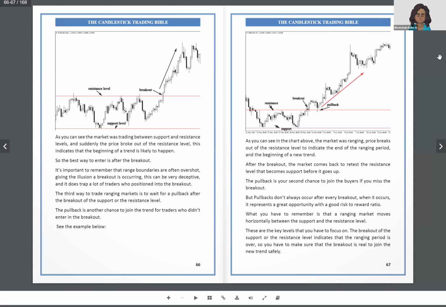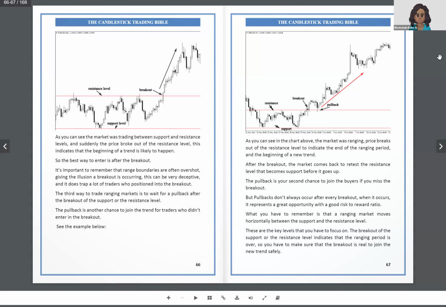But pullbacks don't always occur after every breakout. When it occurs, it represents a great opportunity with a good risk to reward ratio. What you have to remember is that a ranging market moves horizontally between the support and resistance level. These are the key levels that you have to focus on.